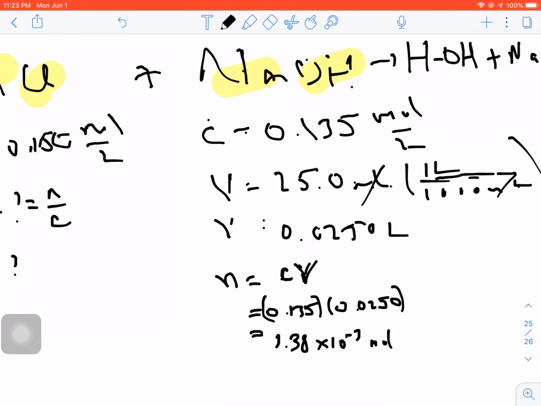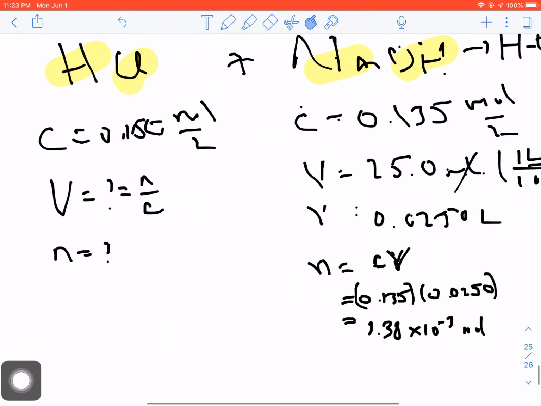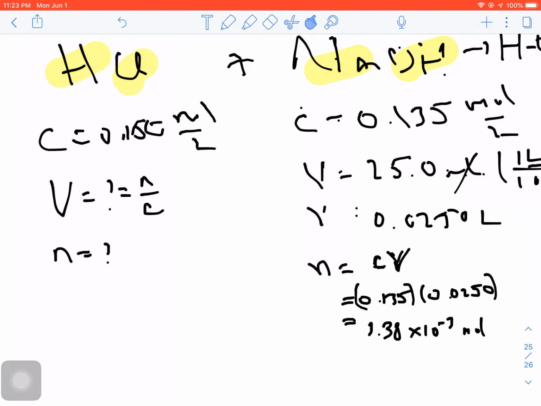Okay, so again, remember what we said a moment ago is that the purpose of a neutralization reaction is to have equal numbers of acid and base. So if I have 1.38 times 10 to the minus 3 moles of base, I have to have the same number of moles of acid. So now I can transfer that number over to the acid side, and I will get 3.38 times 10 to the power of negative 3 moles.